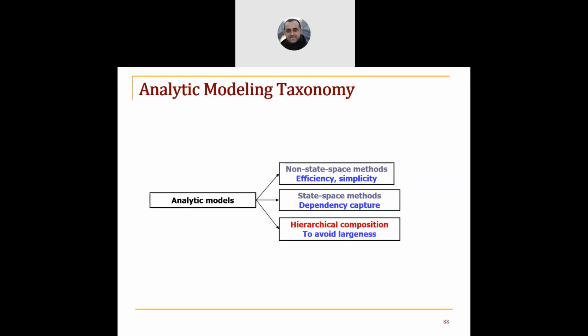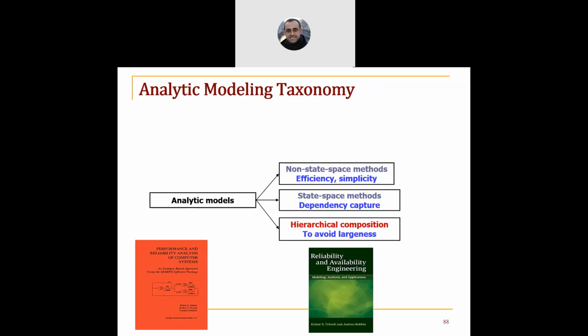And so what we started with originally was non-state space models, which are very efficient and very simple. Then we needed to go to dependency capture by means of state space methods, but that led to the largeness problem. To avoid largeness, we are advocating the use of hierarchical model composition. And these two books, the original Sharp book and the Green book, particularly the Green book now, are an extensive exploration of these hierarchical models and many examples of real-life systems.